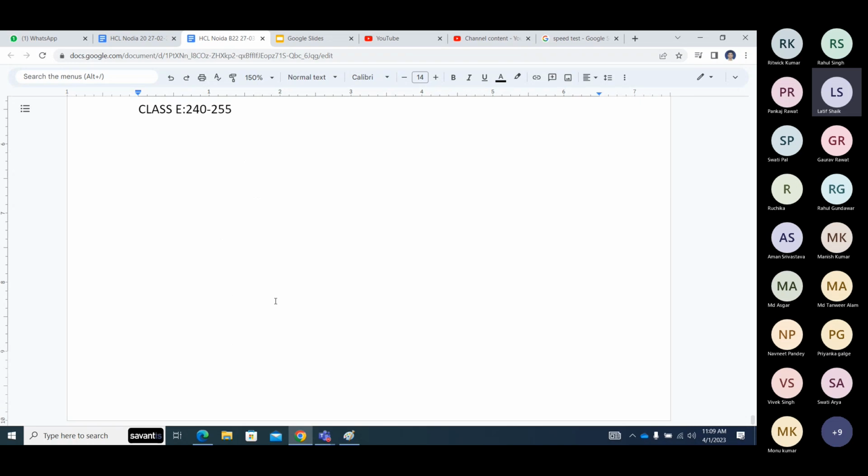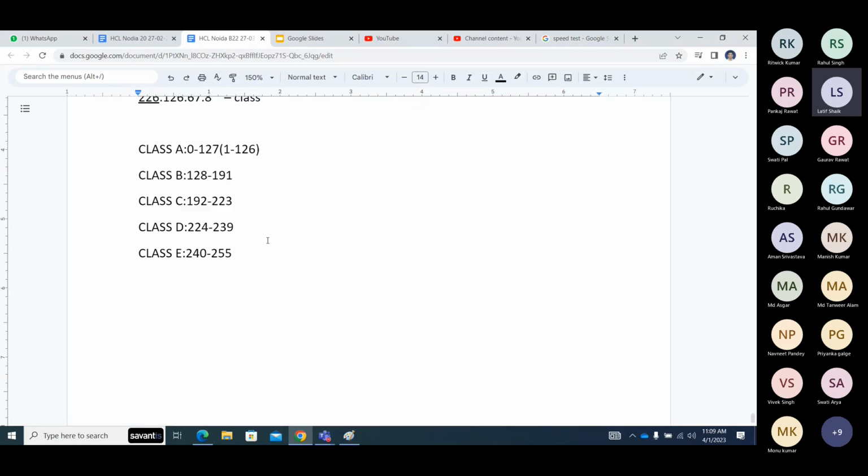So how to remember these class addresses? Class A is 0 to 127. After 127, what comes? Class B 128 to 191. Class C 192 to 223. Class D 224 to 239. Class E 240 to 255. That is showing here. You have to keep doing that once and you will remember. There are so many tricks. 0, 128, 192, 224, 240. Like that also you can remember.